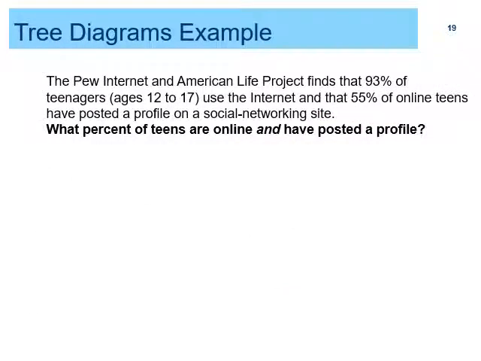So here's one more example of a tree diagram. The Pew Internet and American Life Project finds that 93% of teenagers, that is ages 12 to 17, use the internet, and that 55% of online teens have posted a profile on a social networking site. So this 55% is included in this 93%. Now it's asking what percent of teens are online and have posted a profile. Now we will see it.